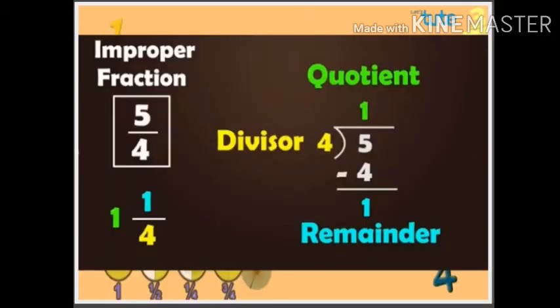Conversion of improper fraction into mixed fraction. Example, 5 by 4 is an improper fraction. Now we can convert it into a mixed fraction. See here the division, 4 is the divisor and 5 is the dividend. 4 ones are 4 and the remainder is 1. So it is converted into the mixed fraction 1 and 1 by 4.